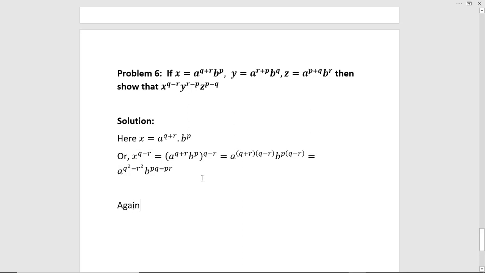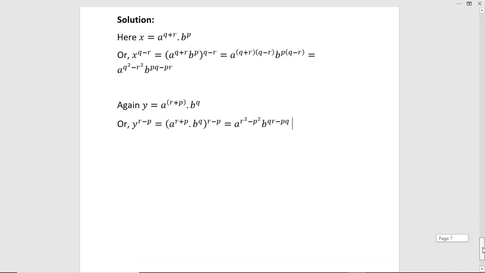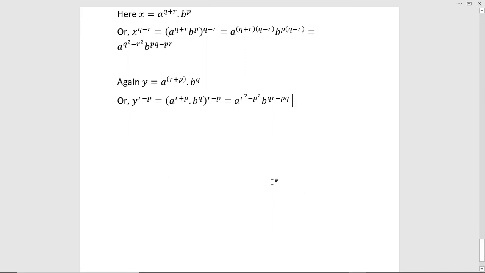Again, y equals a to the power r plus p into b to the power q, which gives y to the power r minus p equals a to the power r plus p into b to the power q, whole to the power r minus p. In a similar way as in the first step, we can get it like this: a to the power r square minus p square into b to the power qr minus pq, just by simple multiplication.